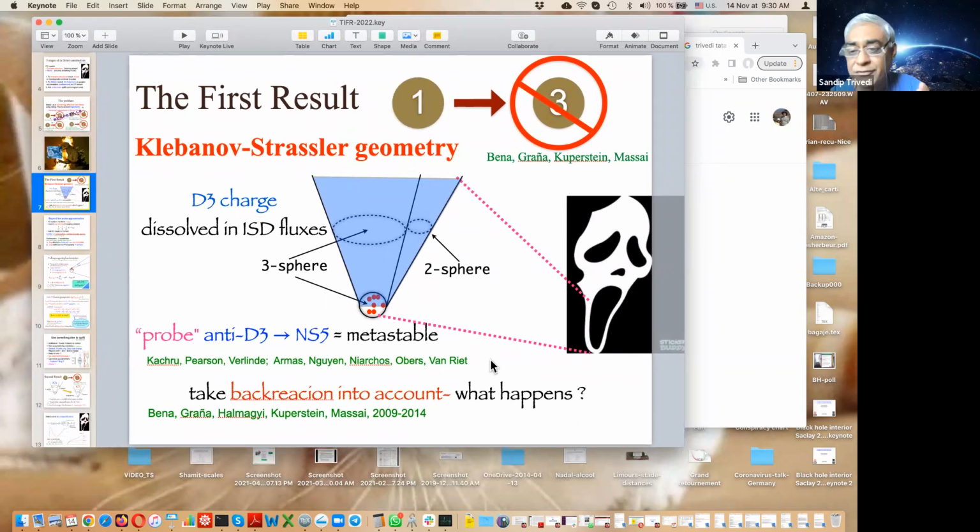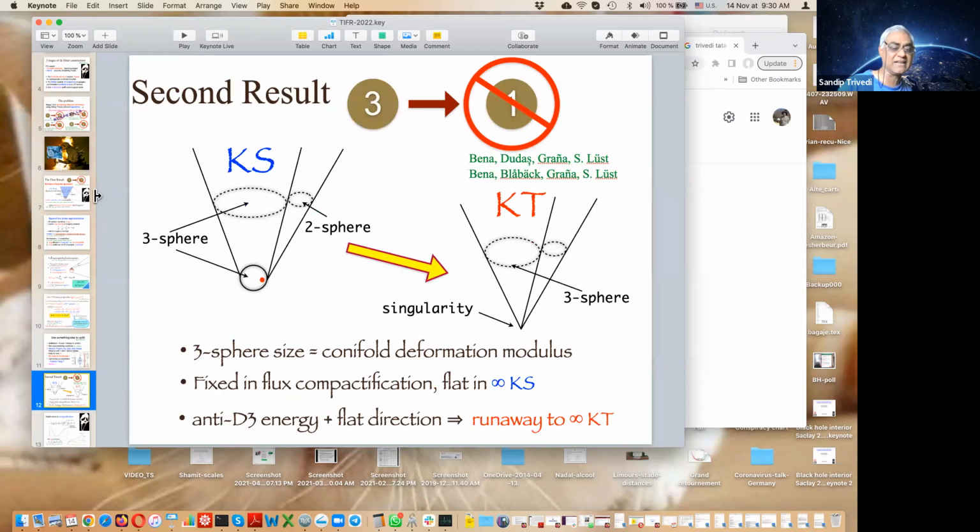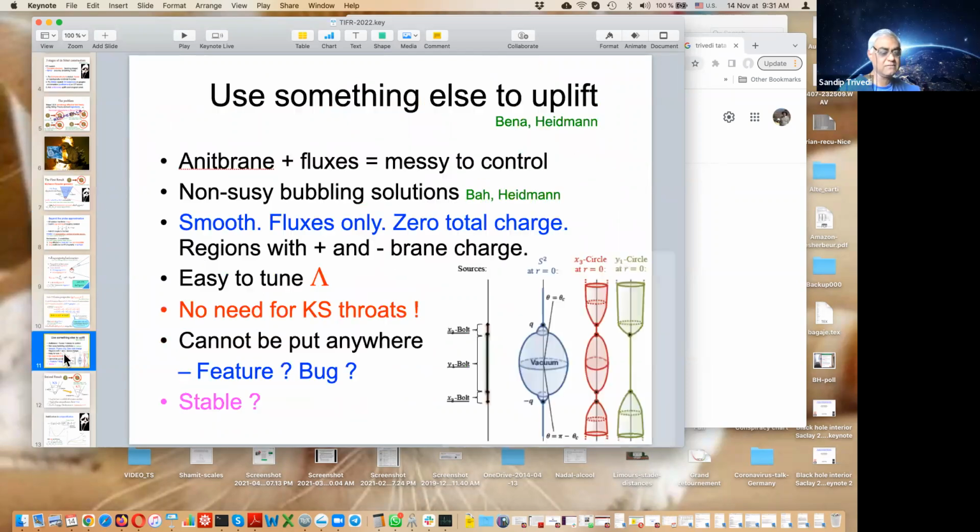In the probe approximation, a single anti-D3 brane is going to be pinned to the bottom. Two of them will have some net force. There's a driving force pinning them to the bottom, and it will separate them a little bit while sitting at the bottom. These are all compact directions. I'm emphasizing again. Shiraz, I get it. Okay, thanks. It gives you a structure, but it's not dangerous.